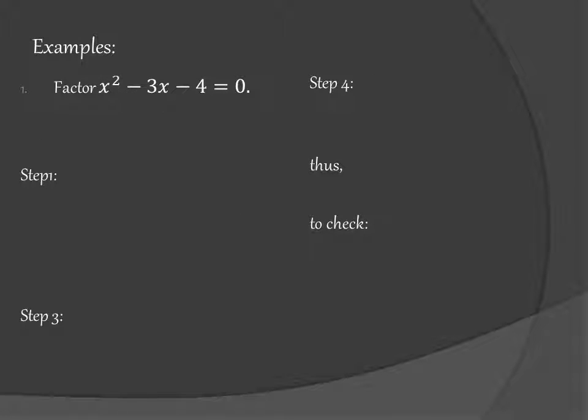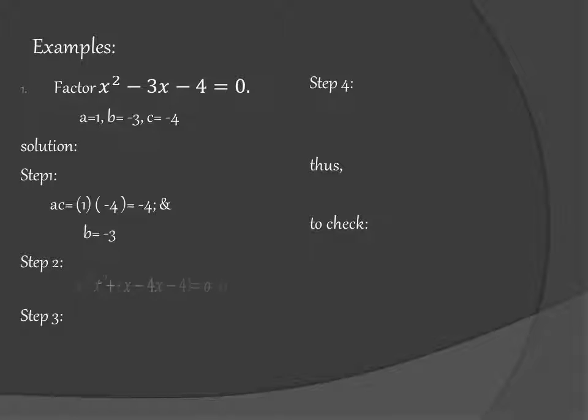Examples. First, factor x squared minus 3x minus 4 equals 0, and its coefficients are a equals 1, b equals negative 3, and c equals negative 4. Here's the solution. For step 1, we're told to get the product of a and c and copy the value of b. So, ac is equal to negative 4 since a is equal to 1 and c is equal to negative 4, and b is equal to negative 3.